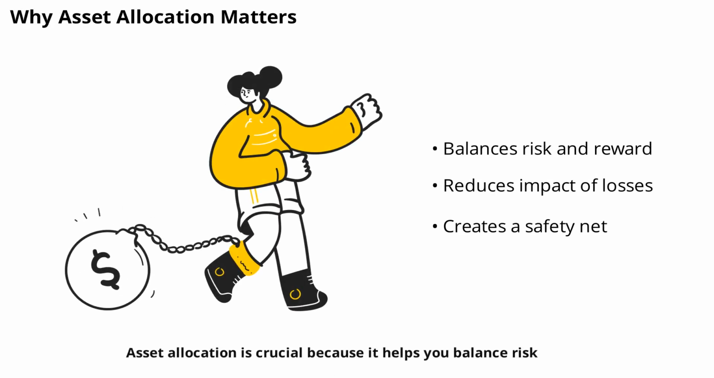Asset allocation is crucial because it helps you balance risk and reward based on your personal goals and comfort with risk. By spreading your investments across different asset classes, you reduce the impact of any single investment's poor performance on your overall portfolio. This means if one area of the market is struggling, your other investments can help cushion the blow. For beginners, this approach is especially important because it creates a safety net while you learn more about investing. Next, let's look at the main types of assets you can include in your allocation plan.